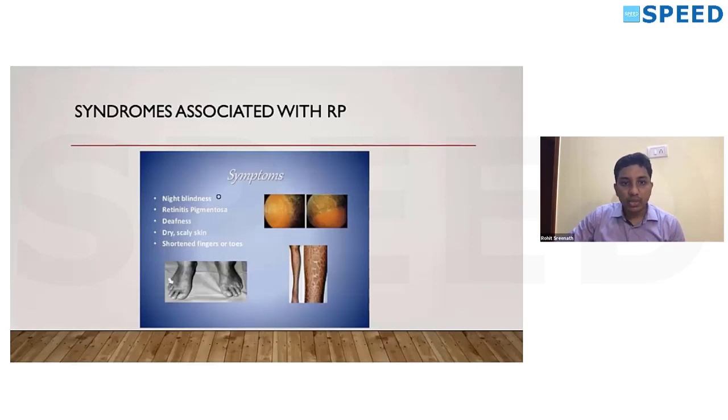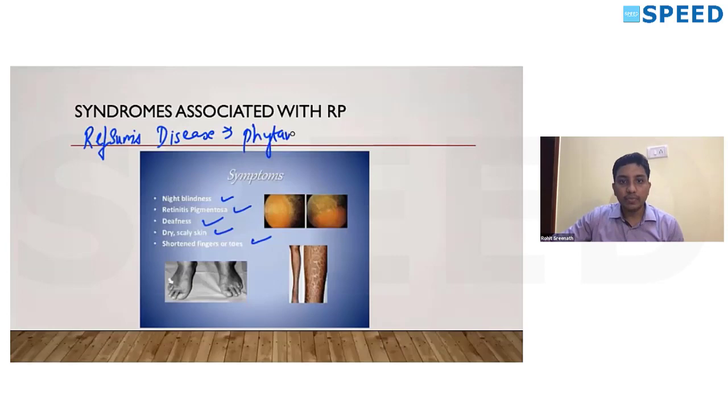Okay. So the patient presents with night blindness due to retinitis pigmentosa. The patient has deafness. The patient has dry, scaly skin. The patient has shortened toes and fingers. So which disease is this? This disease is your Refsum's disease. Refsum's disease we know is the deficiency of phytanic acid oxidase. The patient will have scaly skin, acanthosis, short fingers and toes, night blindness along with retinitis pigmentosa.